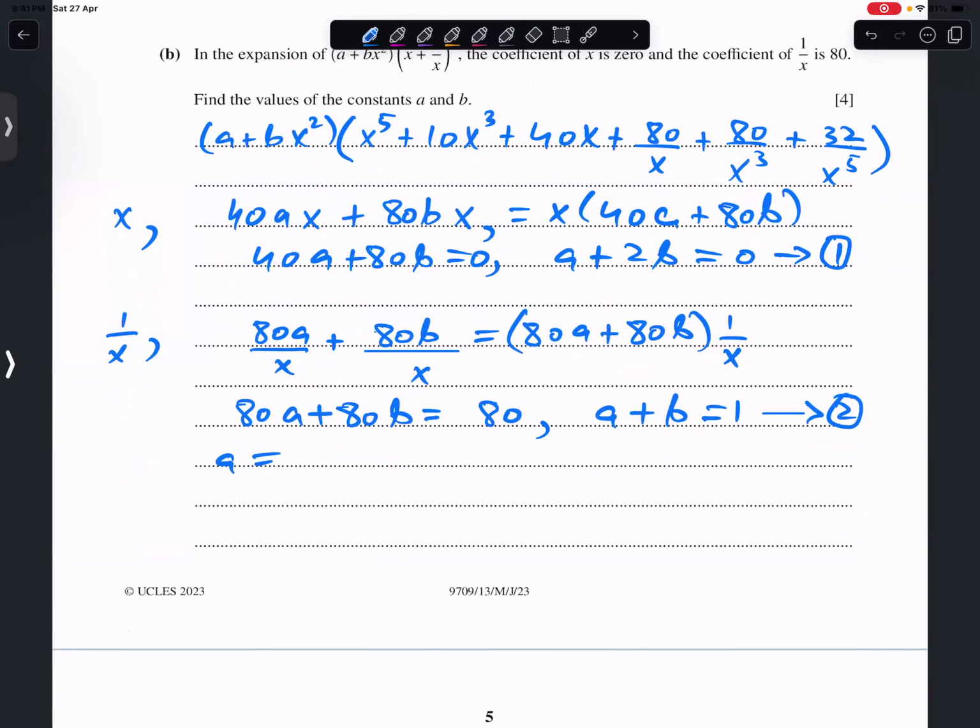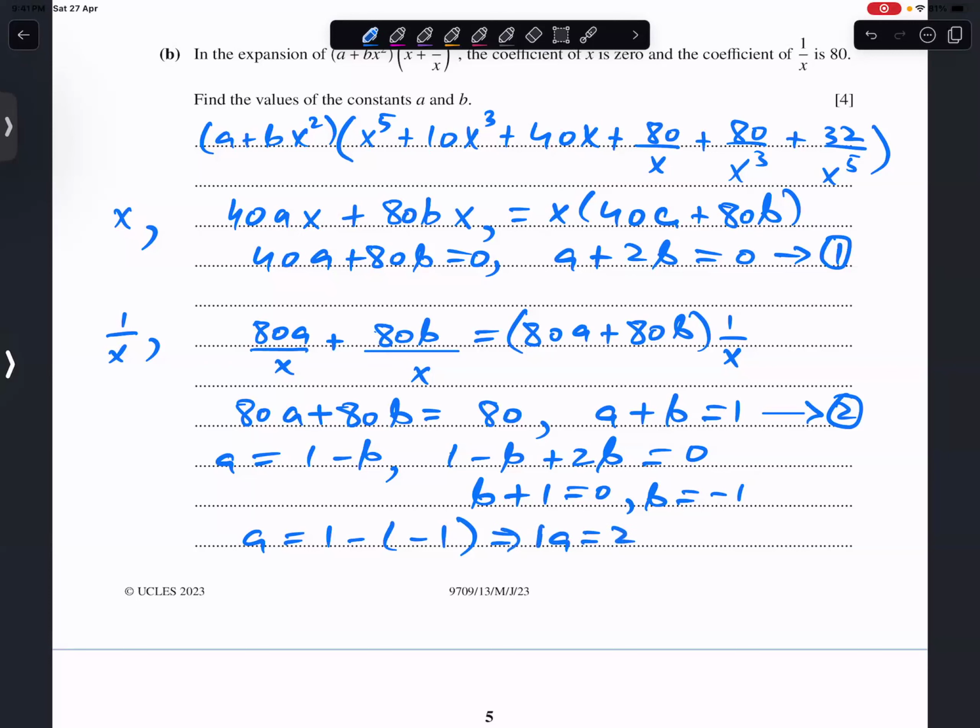So from this equation, a is equal to 1 minus b. Put in above, you will get 1 minus b plus 2b is equal to 0. So b plus 1 equal to 0. So b will be minus 1. And a will be 1 minus minus 1. So that means a is equal to 2. And b is equal to minus 1.